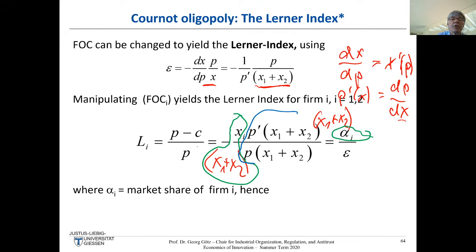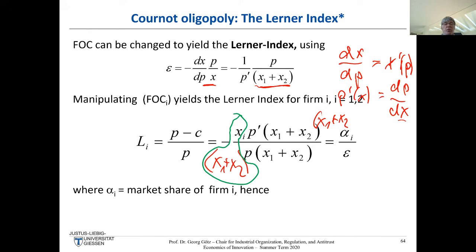This is just our definition here of the elasticity, actually of 1 over the elasticity. Okay, we get a very similar result to the monopoly case. Here, if you have alpha, in the monopolist case of course alpha is equal to 1. And therefore you would have 1 over epsilon. This is the inverse elasticity rule in a sense.